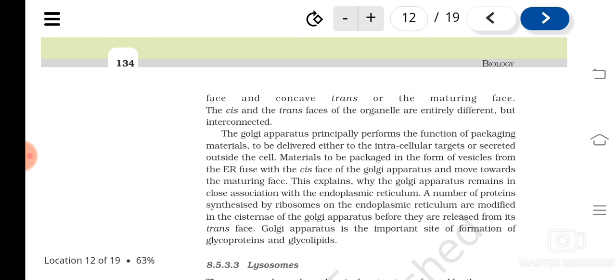Then a number of proteins synthesized by the ribosomes on the ER are modified in the cisternae, understood, before they are released from the trans surface. So modification of proteins, packaging of proteins, and these are the site of formation of glycoproteins and glycolipids. So these are the major functions of the Golgi apparatus. You can see it in the cytoplasm, near the nucleus.